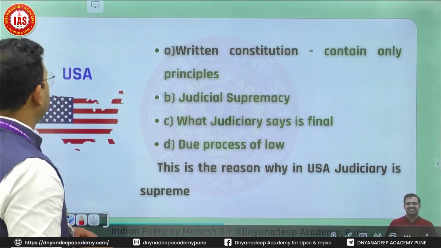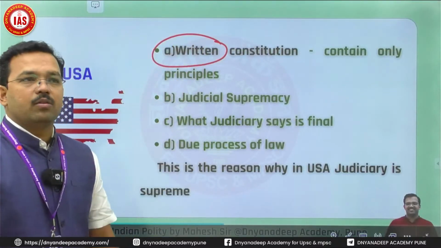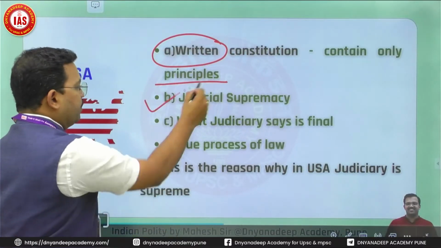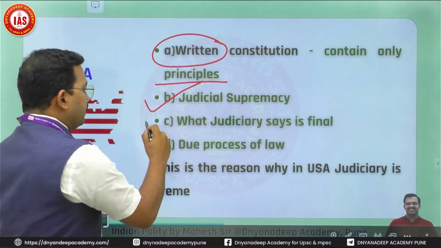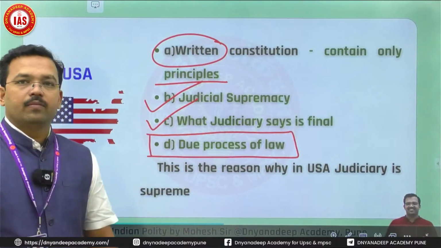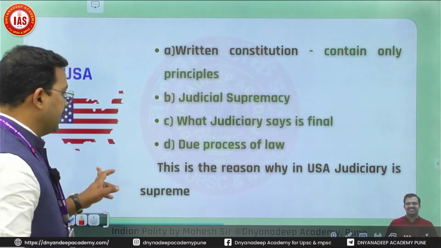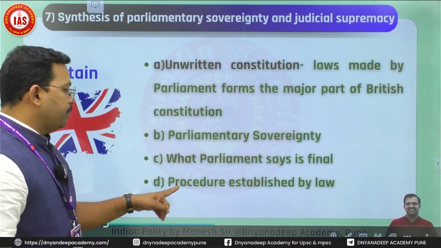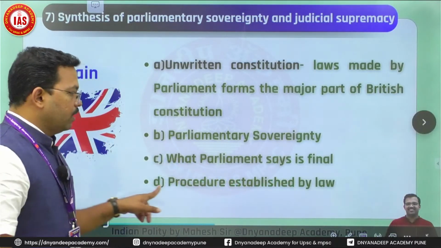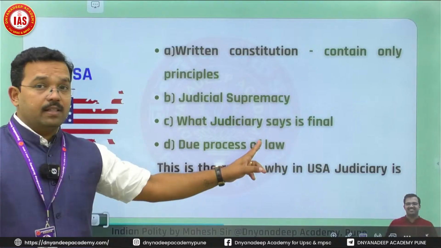When we compare the same thing with America, they have a written constitution, one of the smallest constitutions. It contains only principles. In America, there is judicial supremacy. What the judiciary says will remain final. That's why they have due process of law. Just try to remember these two separate lines. In Britain, there is procedure established by law, that is, what law says is final. In America, there is due process of law. Here what law says is not final.